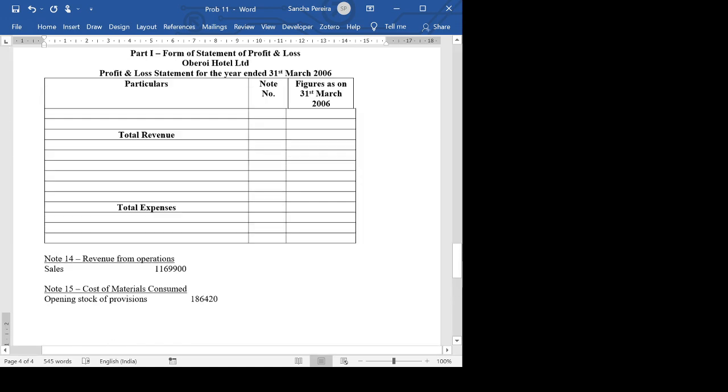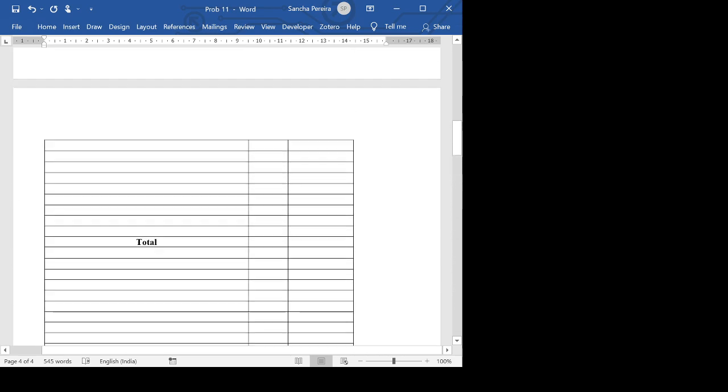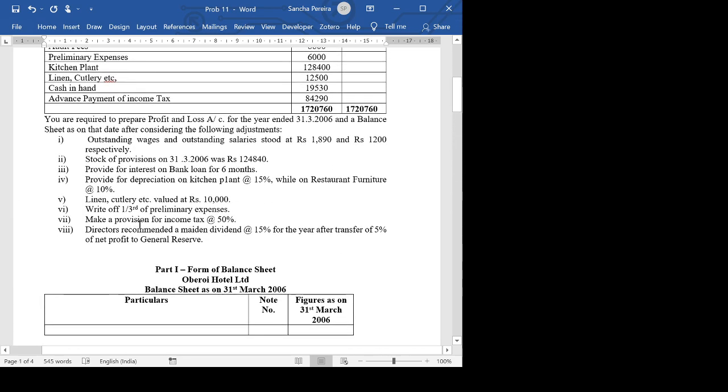And then the last, there are two adjustments that are left. Make a provision for income tax at 50%. Now, in the previous problem, they had given us the amount of provision. Here, they have not given it to us, so we will have to wait for the profit to calculate this 50%. And the second one also: directors recommended a maiden dividend at 15% for the year after transfer of 5% of net profit to general reserve. Again, for 5% of net profit to general reserve, we need the net profit. This we can do later.